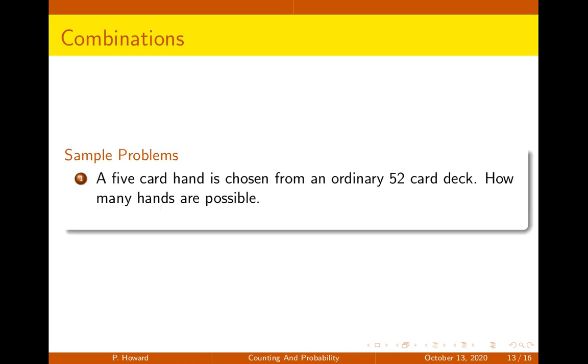So try a few sample problems. A 5 card hand is chosen from an ordinary 52 card deck. How many hands are possible? This is a combinations problem. Combinations of 52 things taken 5 at a time. 52 nCr 5, 2,598,960 possible 5 card hands. I think we've seen this number before.